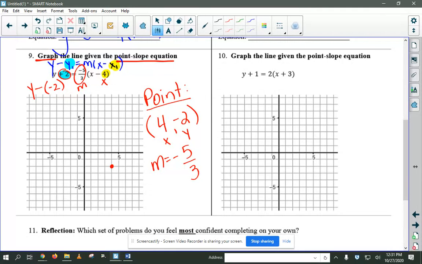Then I'm going to use my slope of -5/3 to get another point. -5 means I'm going to go down 5. 1, 2, 3, 4, 5. A +3 means to the right 3. Or I really could write this as 5/-3. Those two things are equivalent, which means I could go up 5 and to the left 3. Notice that my line is decreasing, and because my line is decreasing, it matches my slope that is negative.